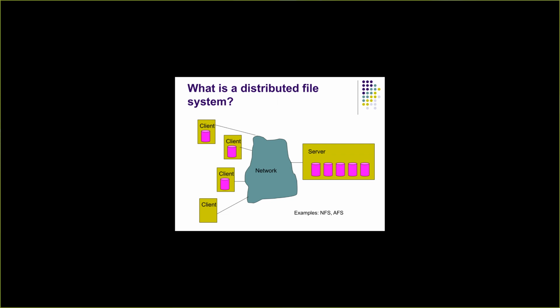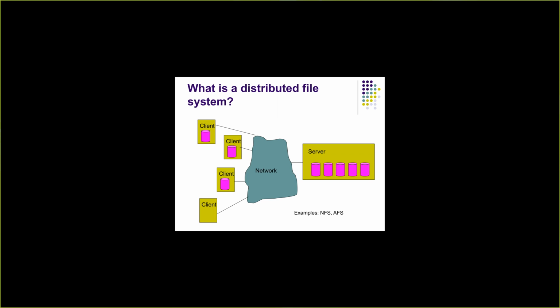Okay, so here, as you can see, the disks that are actually storing the data are present on different machines in the network. The server could have multiple disks. Similarly, if there are 3 clients, each client has a disk. So all of these disks are serving a single file system. Okay? This is the distributed file system.